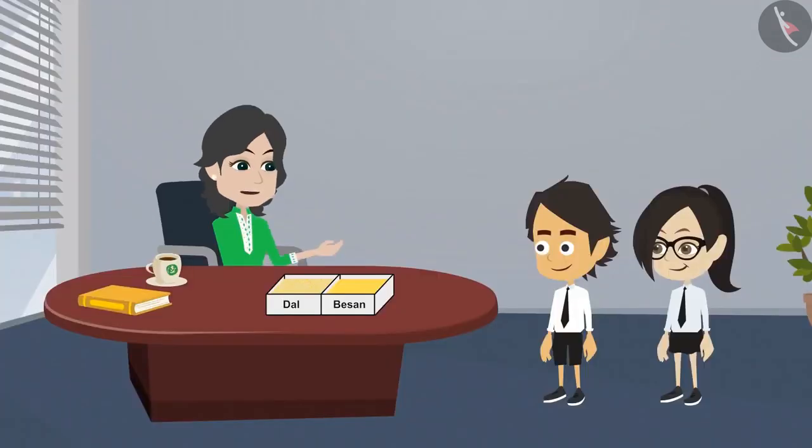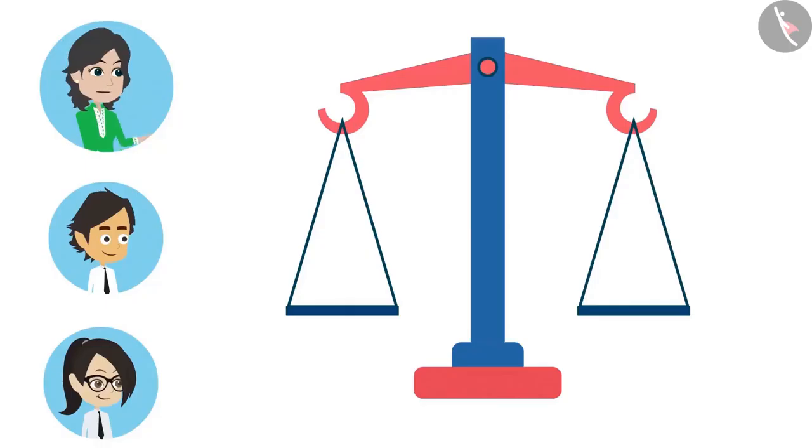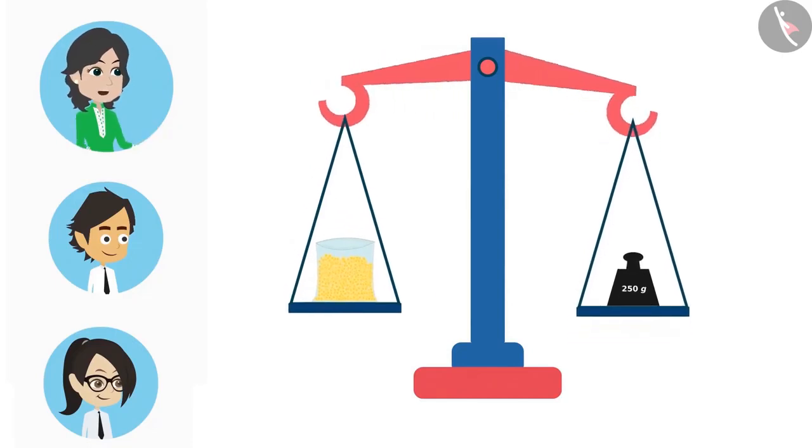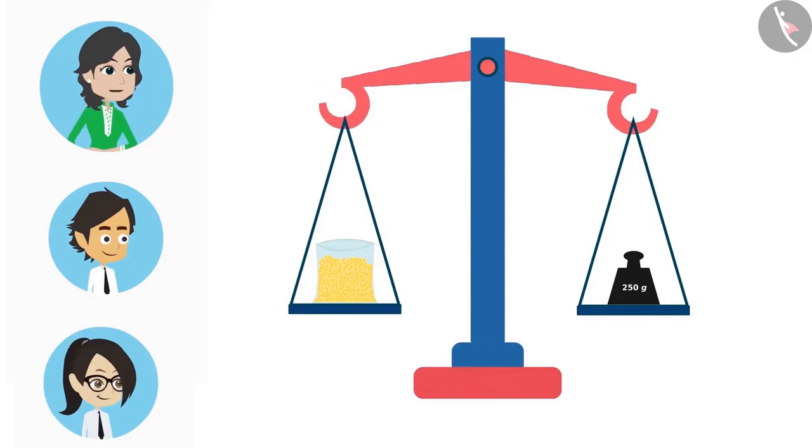Now to divide this into two equal parts, we will measure 250 grams. For this, we will keep 250 gram weight on one side of the scale and we will keep adding dal on the other side of the scale till both sides of the scale are balanced. Look, now there is 250 gram dal on one side of the scale. In this way, we can divide solid objects into equal halves.